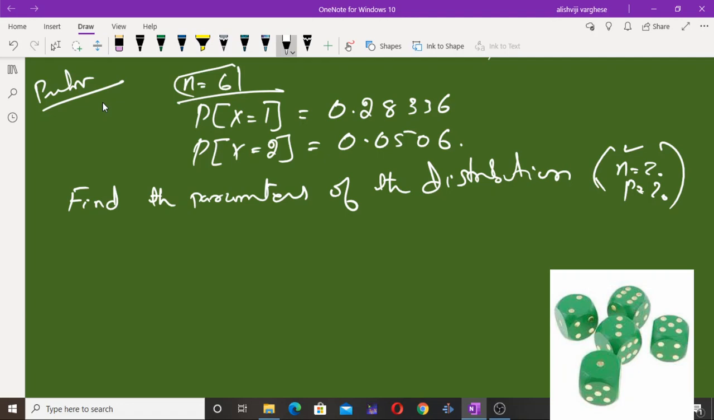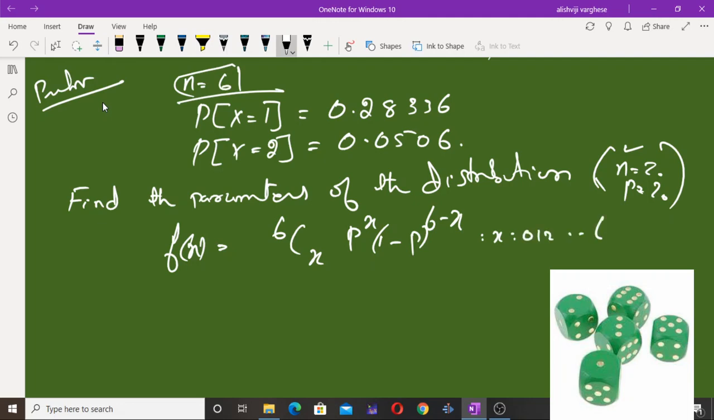Probability that x is equal to 1 and probability that x is equal to 2 are given, and from those expressions we can find the value of p. Since the probability that x is equal to 1 is 0.28336, we can write: the probability density function is nCx, that is 6Cx p raised to x, 1 minus p raised to 6 minus x, and x can take values 0, 1, 2, 3 up to 6.